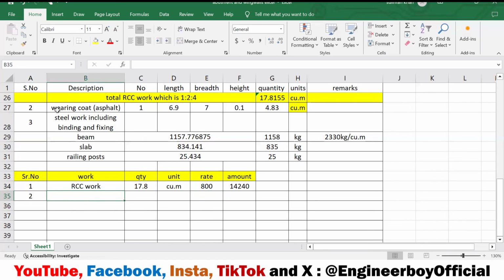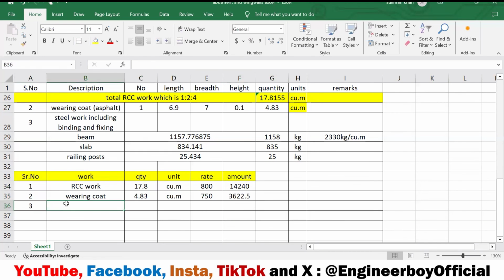Number 2, as you can see, we have the wearing coat. The rate for this can be different. And you can even write the detailed description. I'm not going into detail, okay? As you can see, the quantity is just 4.83. Now the unit is again cubic meter. The rate can be different. Let's say 750, and I'm going to drag the formula a little bit below.